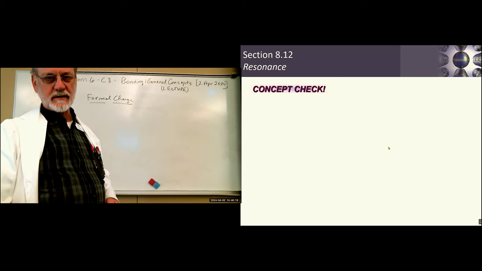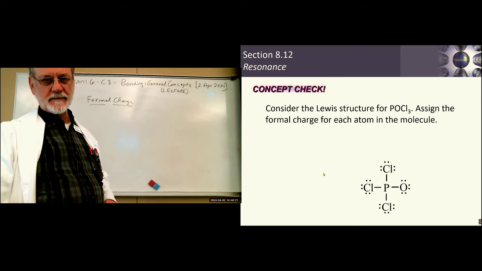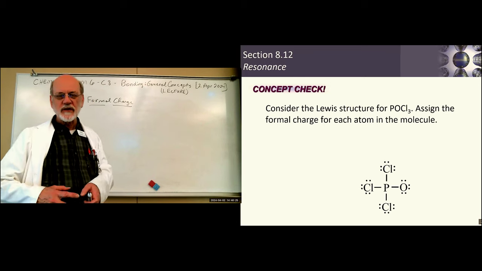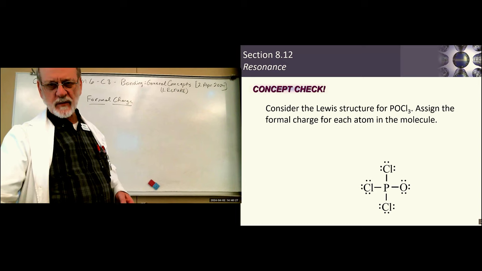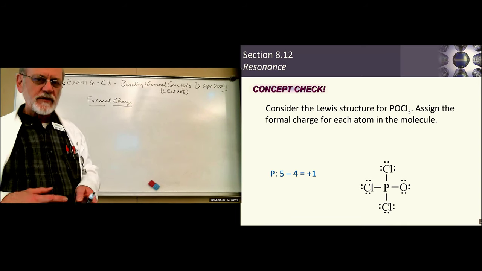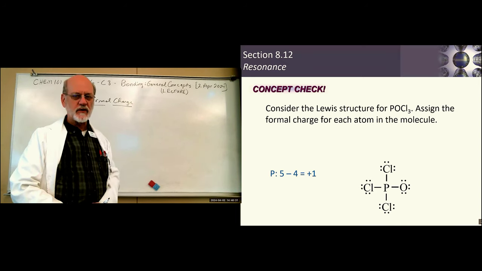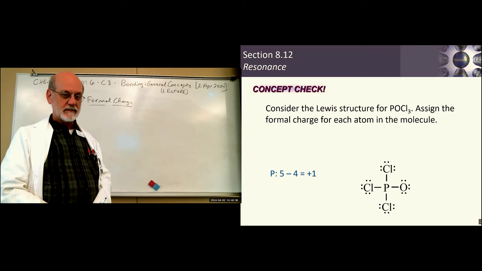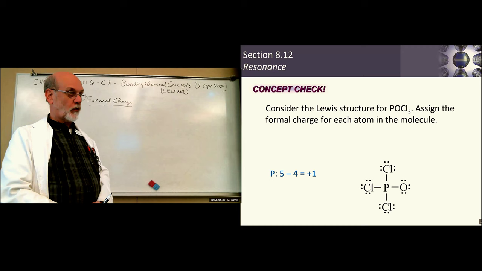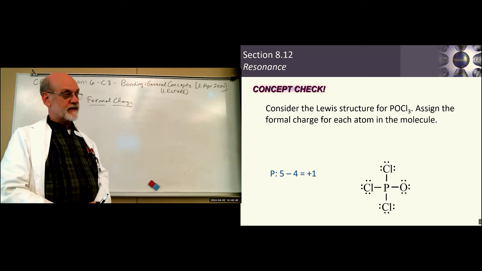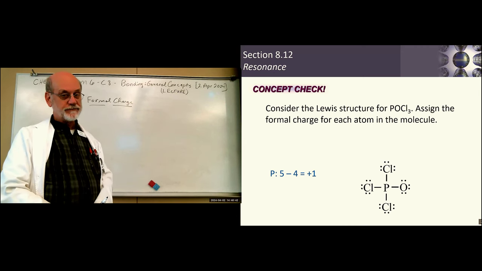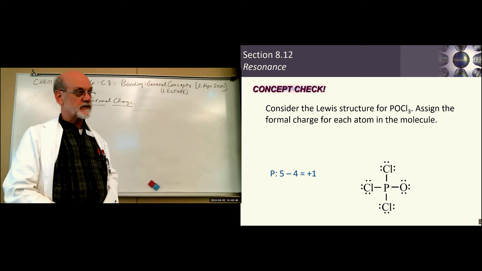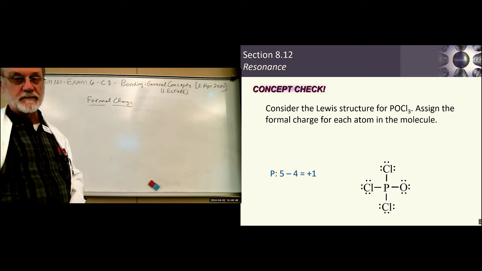All right. Assign the formal charge for each one of these. Now, let me see. Is it going to be animated? Yeah. So the phosphorus has 5 valence electrons in the free atom. And how many are around phosphorus now? Right. We got 4 single bonds. Half of those would be 4 electrons. So 5 minus 4 is a plus 1. Phosphorus has a plus 1 formal charge.